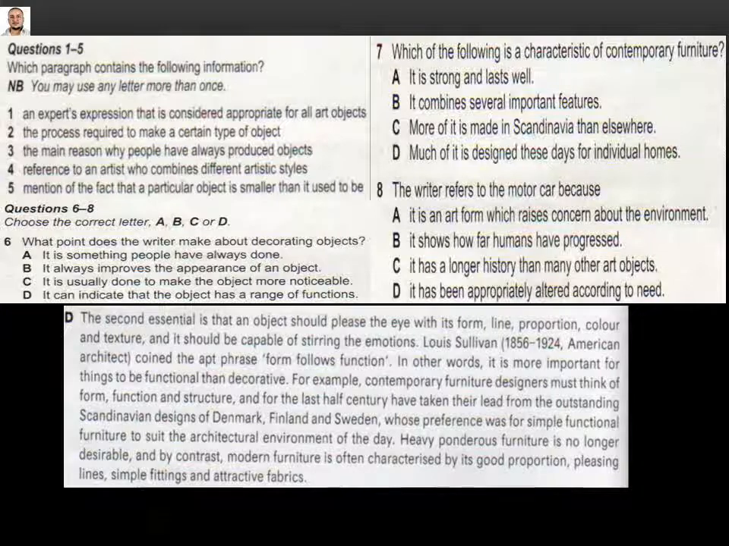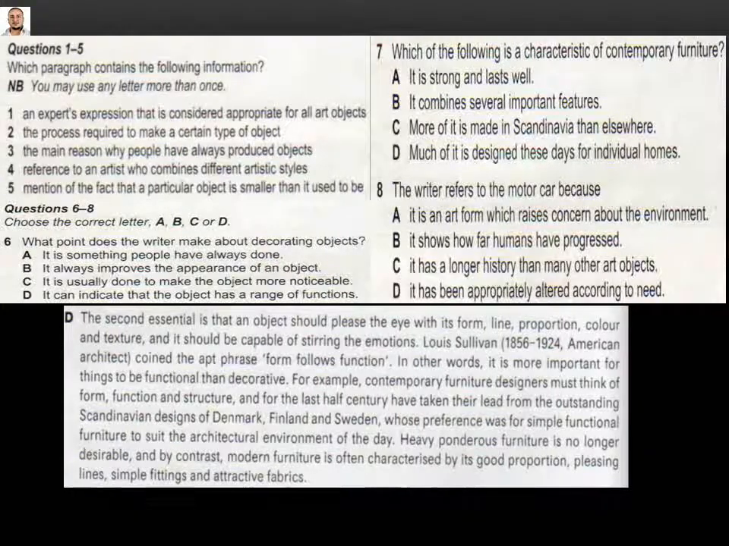Okay, let's come to 2. It doesn't talk about the process. We have already chosen 3. Reference, it doesn't talk about any reference. 5 mention the fact. No, it doesn't talk about that. We have already taken 6. Now we come to number 7.